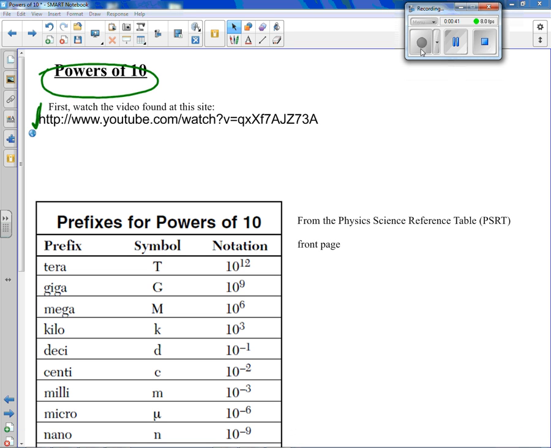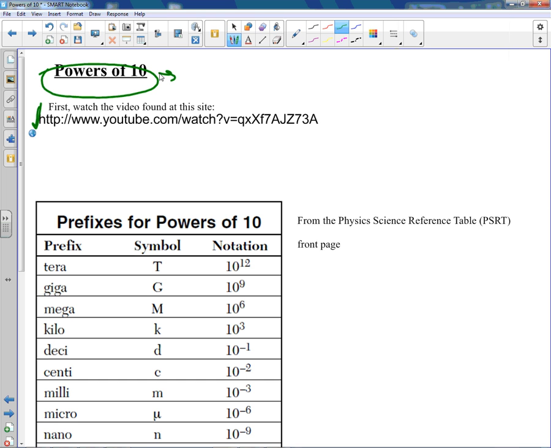So first, I hope you watched the video, and now I want to tell you that powers of 10 is also known as orders of magnitude. And I tell you that because on the last Regents exam, they had a powers of 10 question, and they actually called it orders of magnitude. So it's important that you know it both ways.